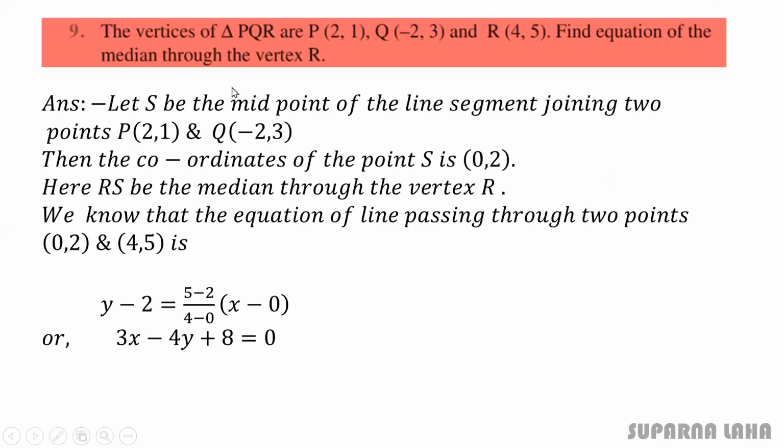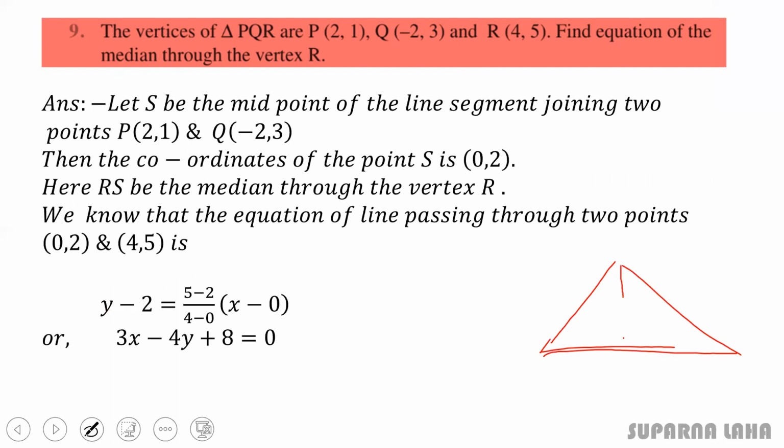The vertices of triangle PQR are given. Find the equation of the median through the vertex R. Okay, so a triangle is given. You need to find the equation of the median through R, and this is P and Q. That means this line passes through R and the midpoint of the line PQ.